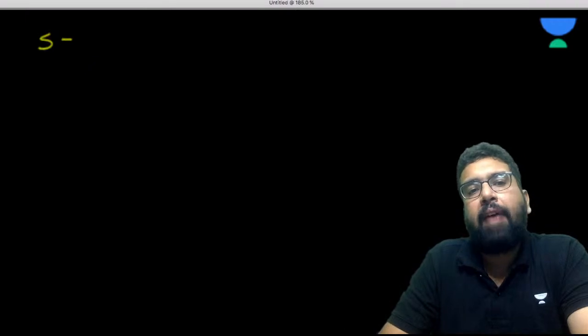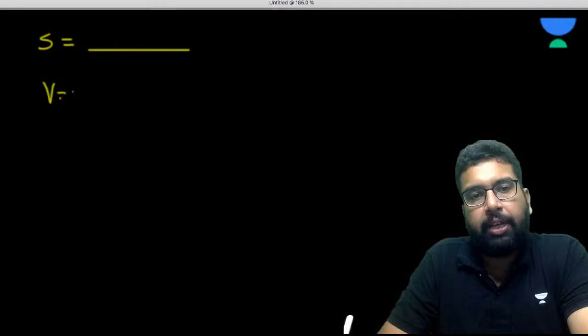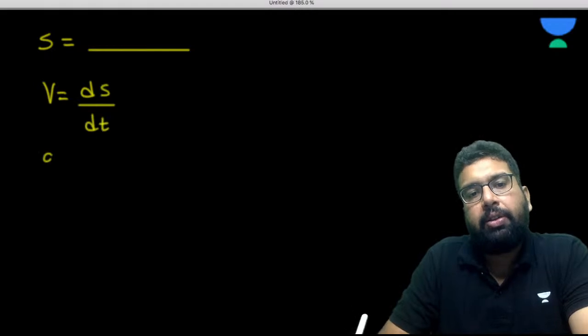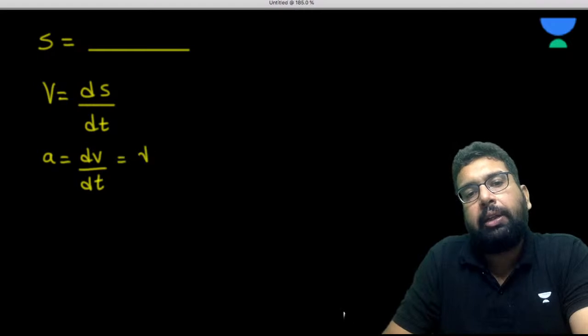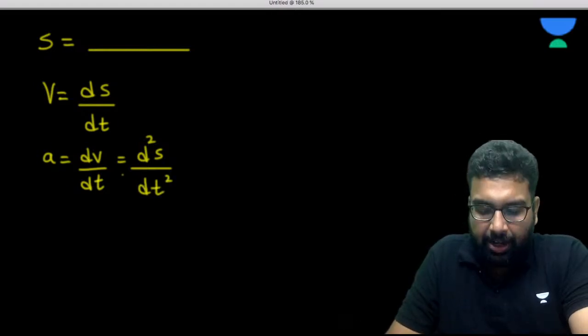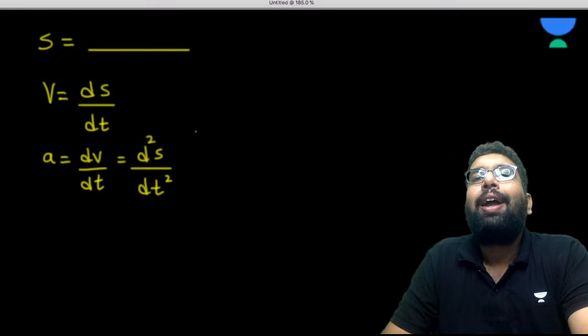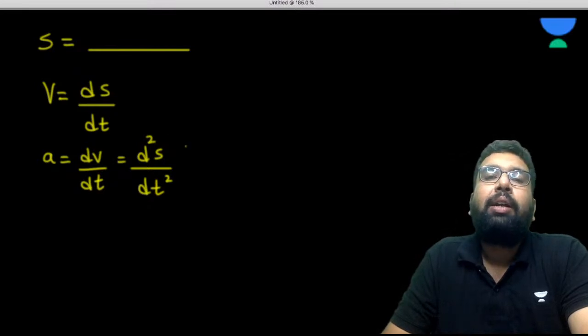Now, ultimately, let's suppose we have some displacement s with us. Velocity we can get as ds by dt. Acceleration we can get as dv by dt, that is d2s by dt square. So this is also the acceleration. What is d2s by dt square? It is the double differentiation of the displacement with respect to time.